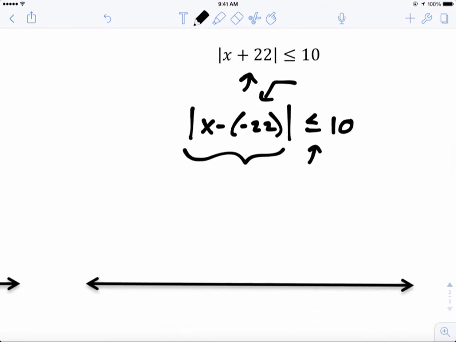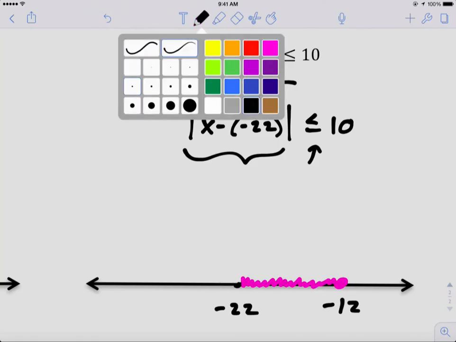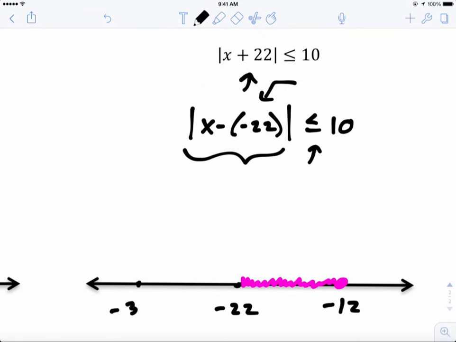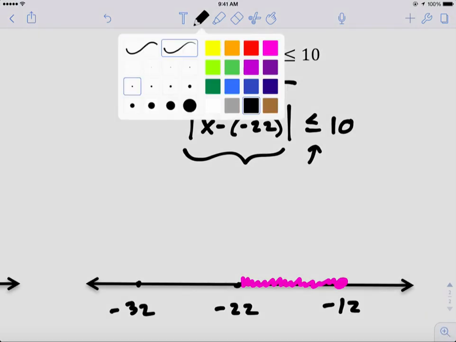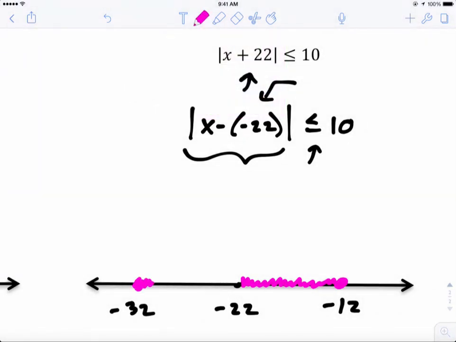All right, here's negative 22 on the number line. Here is a number, negative 12, which is 10 units to the right. That number is included in our solution set, and any number that is closer to negative 22. Here is negative 32, which is 10 units to the left of the number line. That number is included in our solution set, as is any number closer to negative 22.